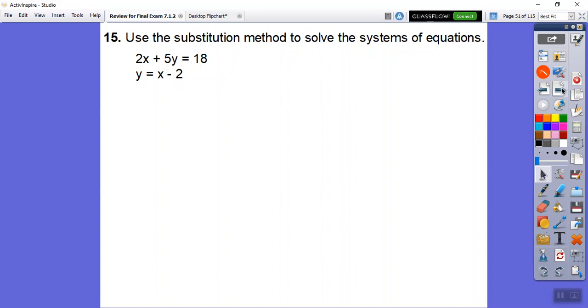I'm going to wrap that in parentheses right there. Okay, so this y, I'm just putting in x minus 2. Now it's time to distribute this 5 through. So 5x minus 10 when we distribute that 5 through. And then we'll combine these like terms.